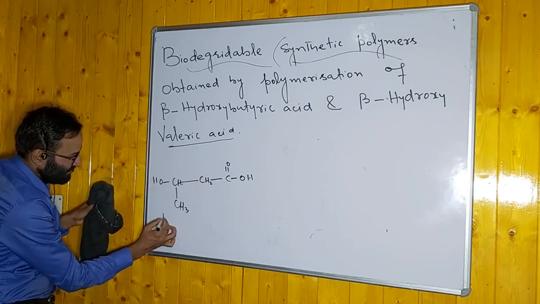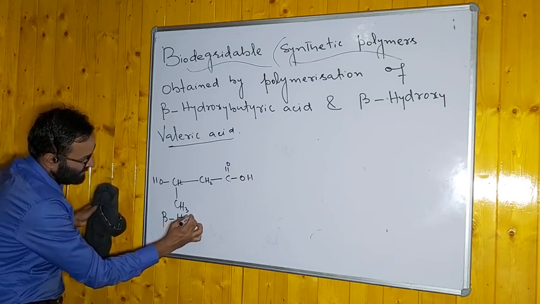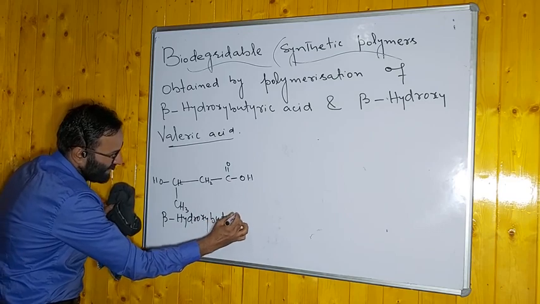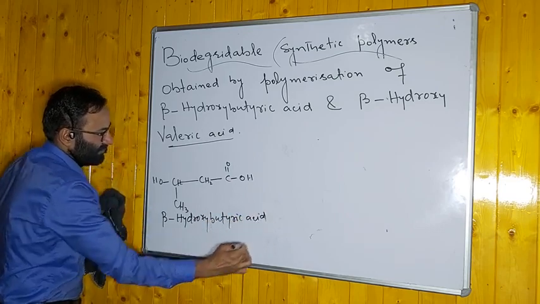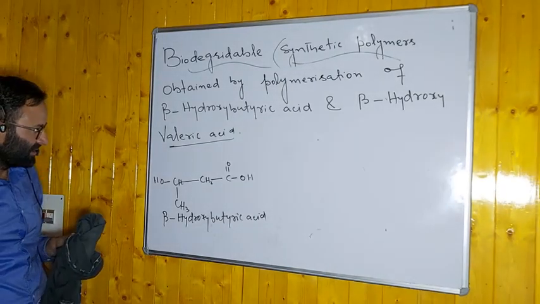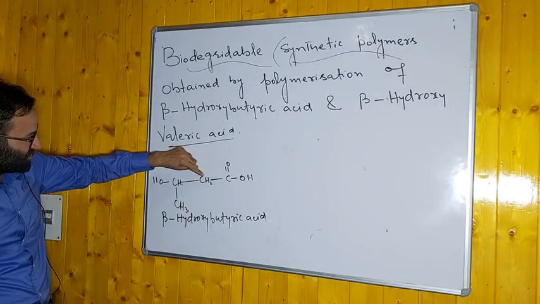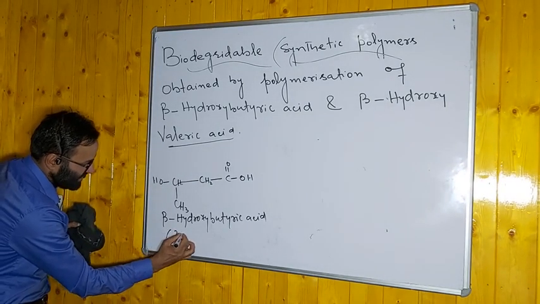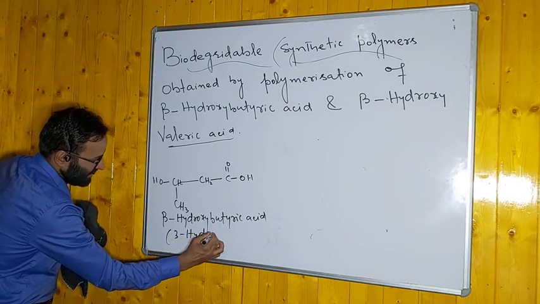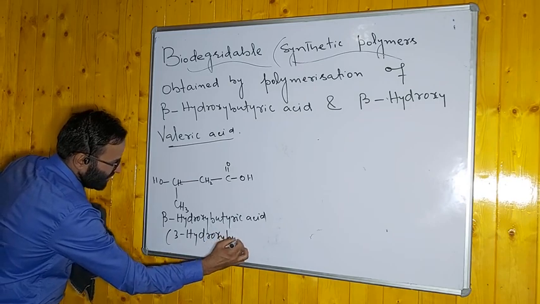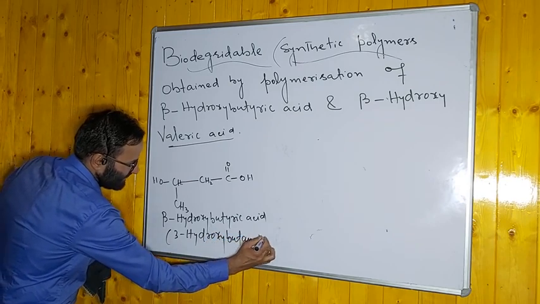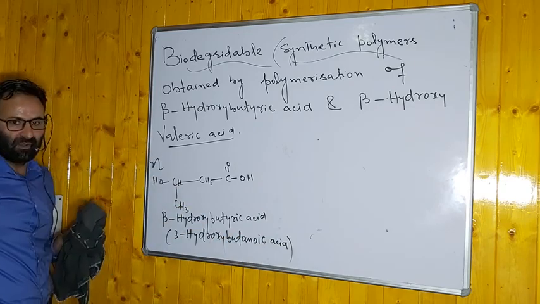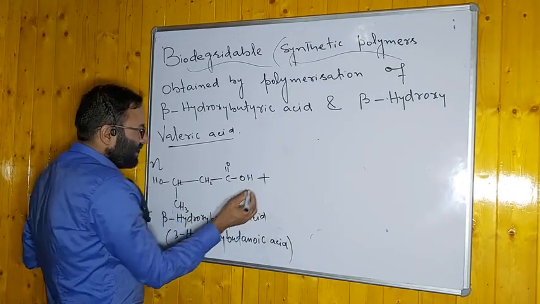This is beta hydroxybutyric acid. You can also write its IUPAC name, beta hydroxybutyric acid. Its IUPAC name will be 3-hydroxybutanoic acid. You can also mention its IUPAC name, 3-hydroxybutanoic acid. It undergoes polymerization. Now you have beta hydroxy.